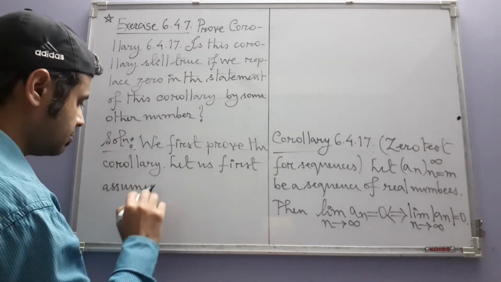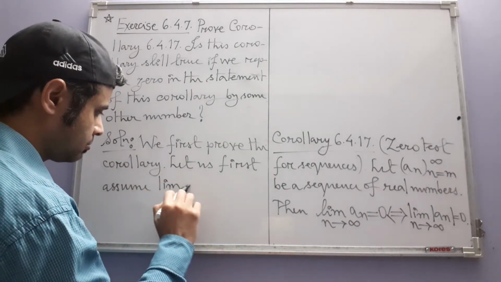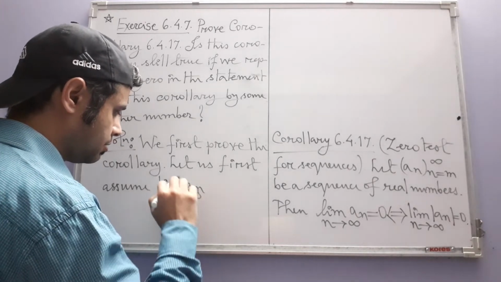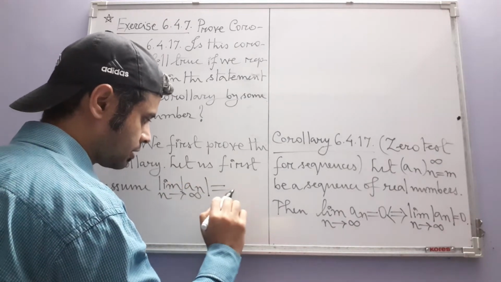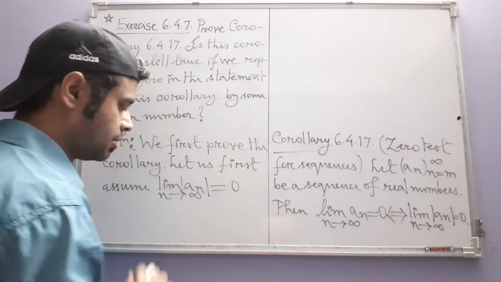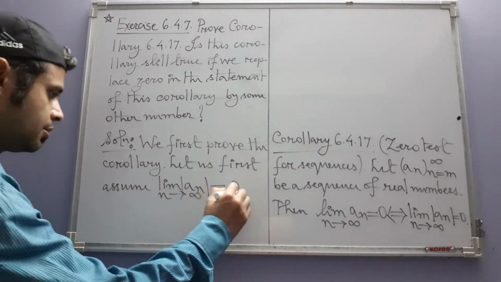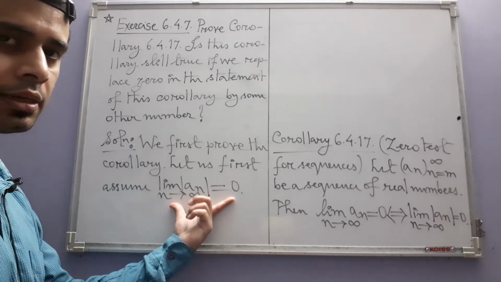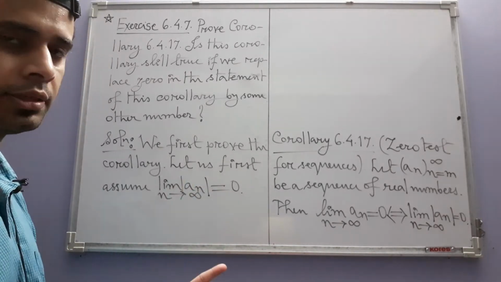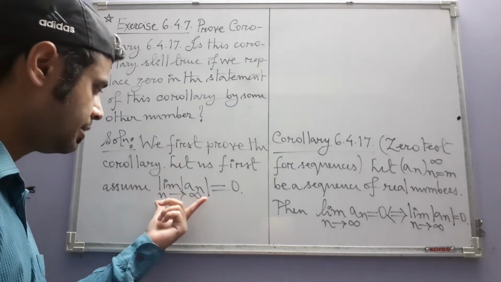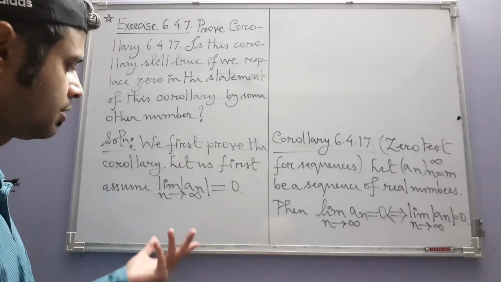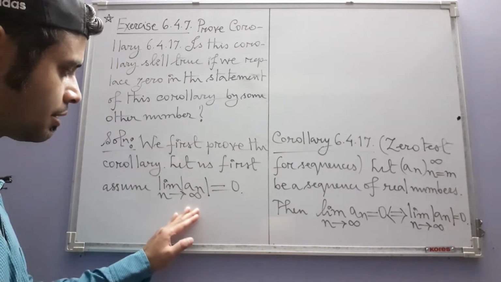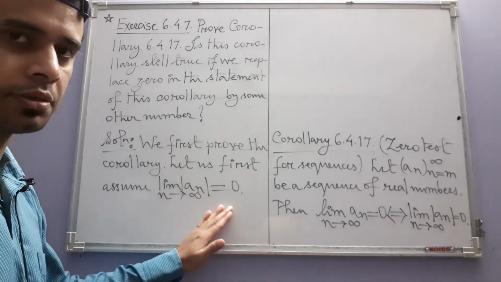Let's first assume that this limit, the one involving that sequence with absolute value, is equal to 0. Note one thing, that if you see an equation like this, it says two things at once. The first is that this limit exists, and the second thing is that it is equal to 0. So existence of the limit is a part of this equation.